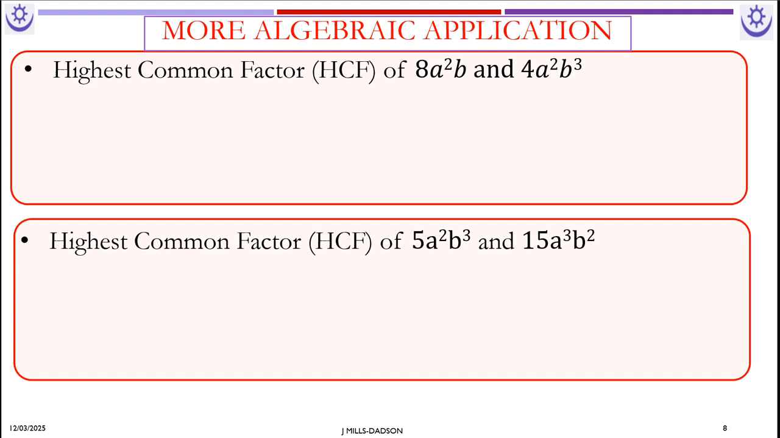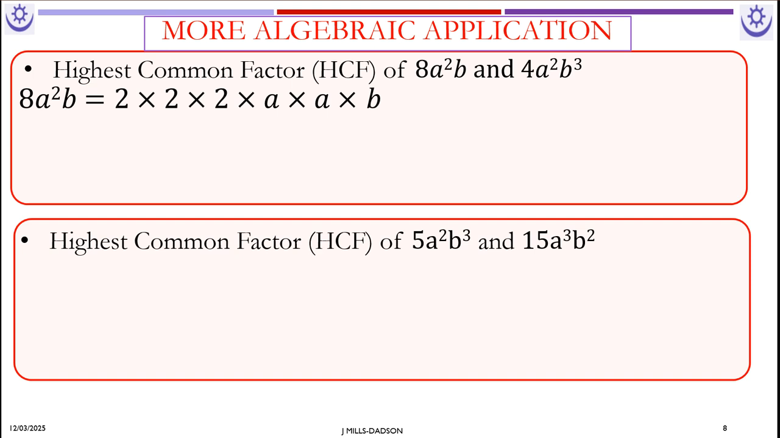So we have 8a squared b and 4a squared b3. How do you work out the highest common factor of that? Obviously, write the numbers in their basic form, multiplying by the basic factors, in terms of prime factors. So, in terms of 8, it is 2 times 2 times 2. Use the basic factors, normally called the prime factors. So 2 times 2 times 2 is 8, and a squared b is a times a times b.